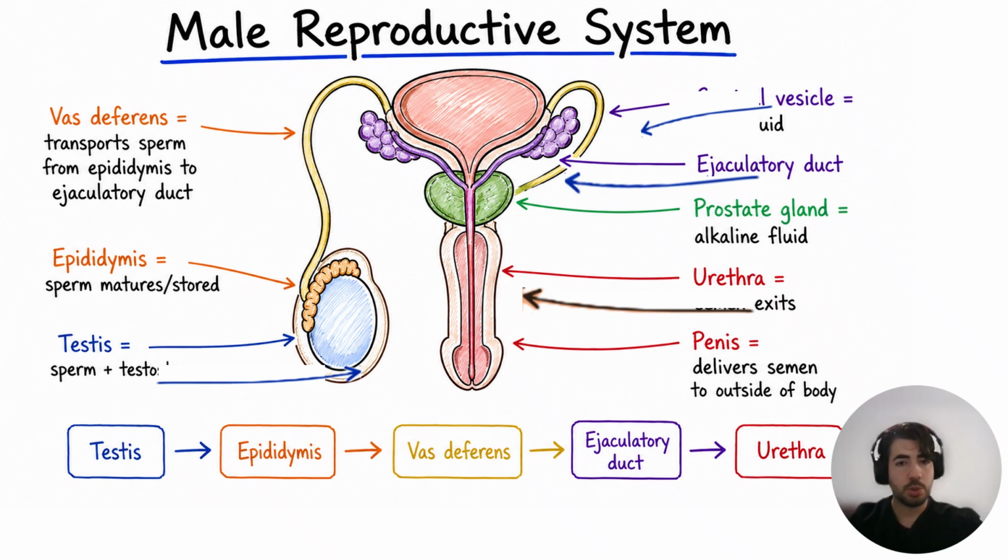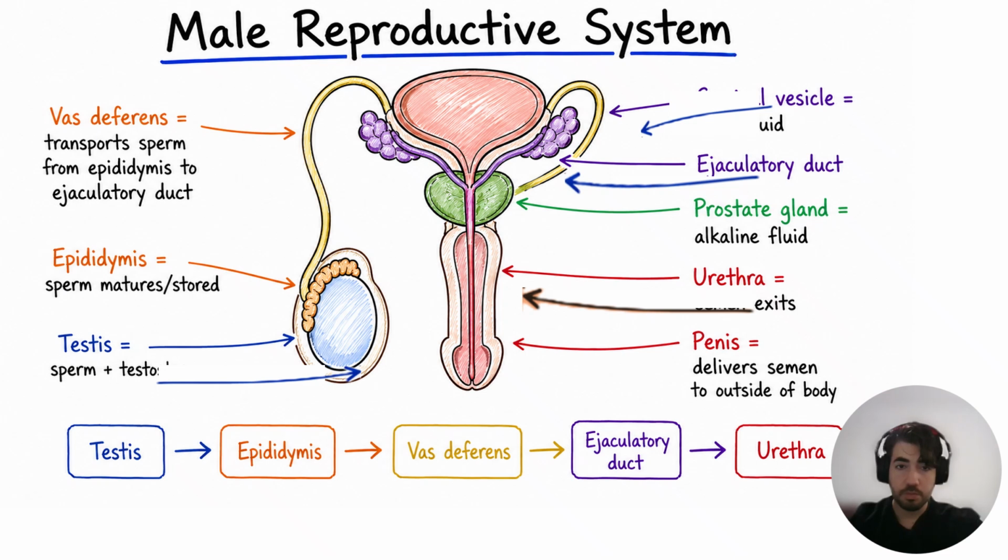So the ejaculatory duct passes through the prostate gland. The prostate adds alkaline fluids to the semen, which help protect semen from an acidic environment, like the women have in the uterus. So the semen moves into the urethra and exits through the penis. So the clean pathway is pretty much testis, epididymis, vas deferens, ejaculatory duct, and urethra.